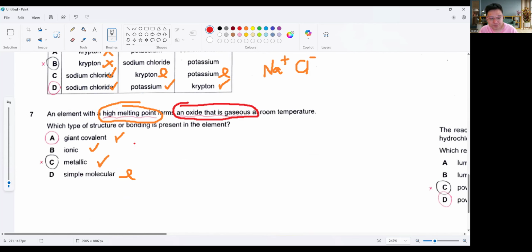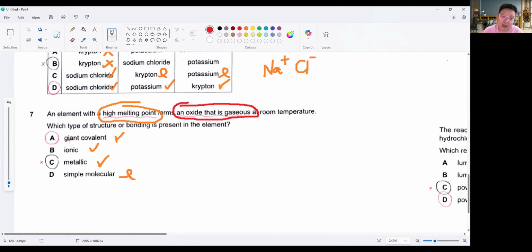Okay, so we look at giant covalent first. Giant covalent is made up of carbons. All right, so carbon could form an oxide, okay, and is a gas at room temperature. Carbon monoxide, carbon dioxide, most likely, right? But you have to learn this giant covalent. If you all learn it, you all would know that it's mainly made out of carbon.